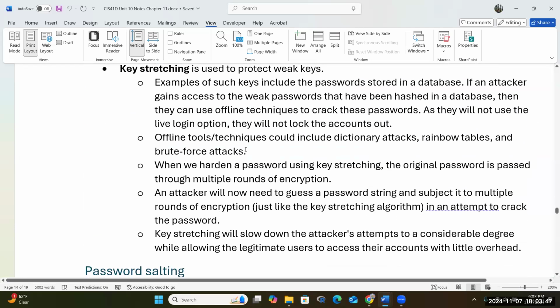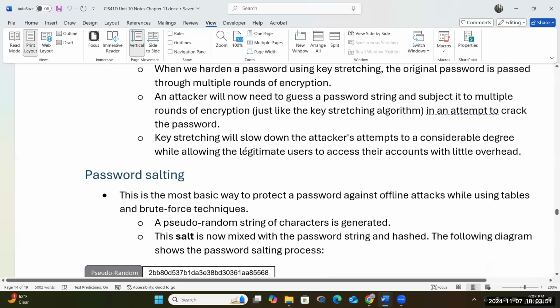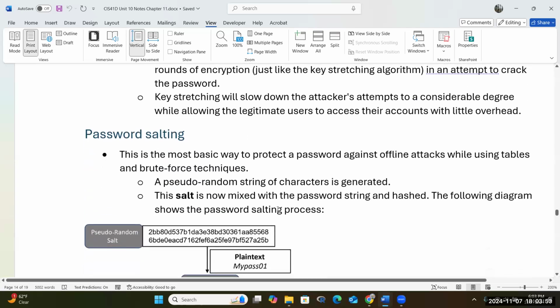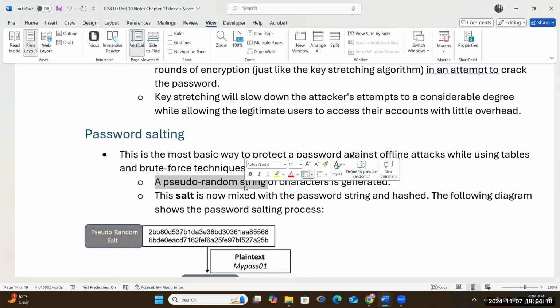Key stretching is here on page 14. And then the next part is your password salting. I think we also covered this in another class as a basic. But we know that passwords are brute forced, and we can use pseudo random. So when we say pseudo random, that means that it's going to have the same start value.